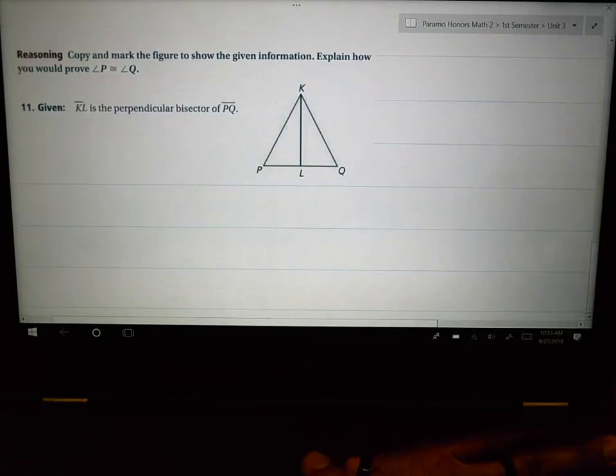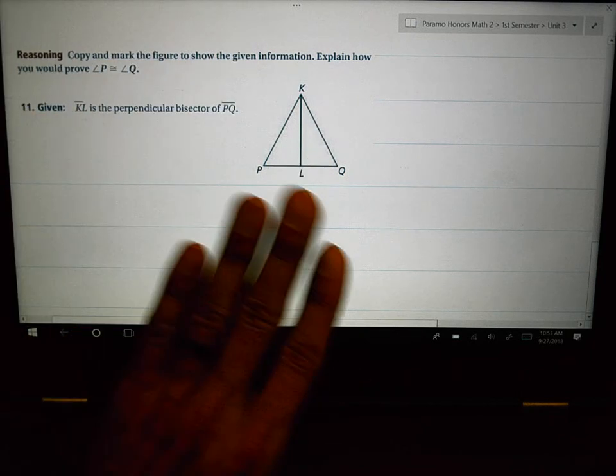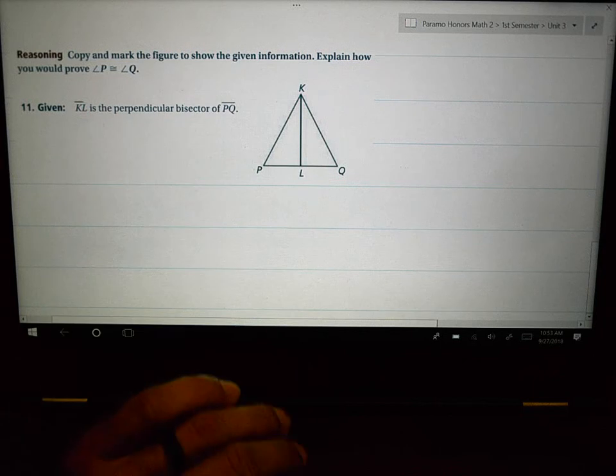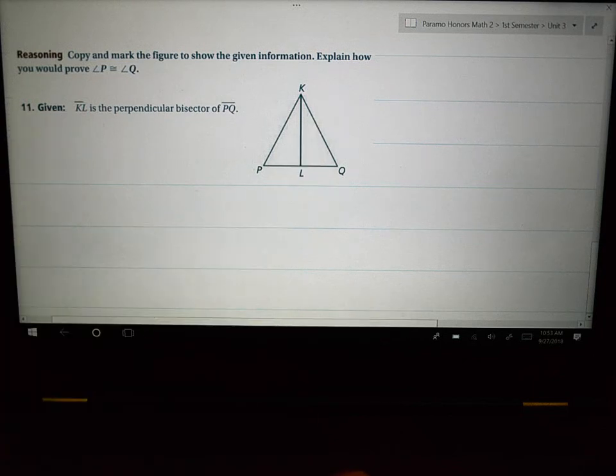Last example is number 11, and then we'll be done with your notes. Number 11 says, copy and mark the figure to show the given information. Yay, finally. They finally don't put it in the picture for you. Explain how you would prove that angle P is congruent to angle Q. Now, you do not have to give this as a formal proof. It does not have to be a two-column proof, but what you'll see is I'm going to pretty much make it very similar to a formal two-column proof by doing things in steps and giving you reasons why we can do them.